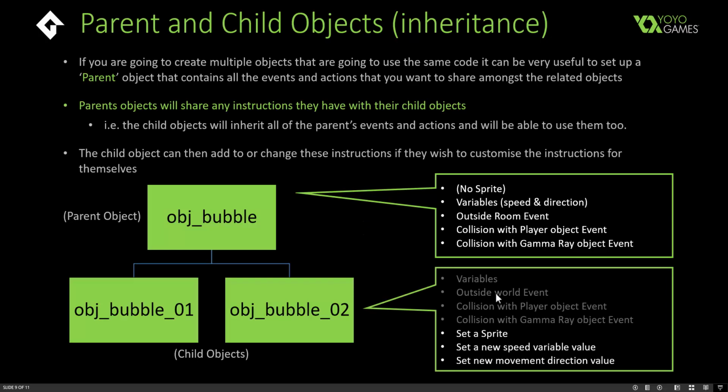The child objects, when created, will of course inherit all of the parent actions, events and variables, and as you can see there, they're grayed out to show they're being inherited. But on top of that, they will then set a sprite and they will set a new speed value and a new movement direction value. So we'll be able to customize the bubble by changing its sprite, changing its speed and changing its movement direction. Everything else will be inherited from the parent object.